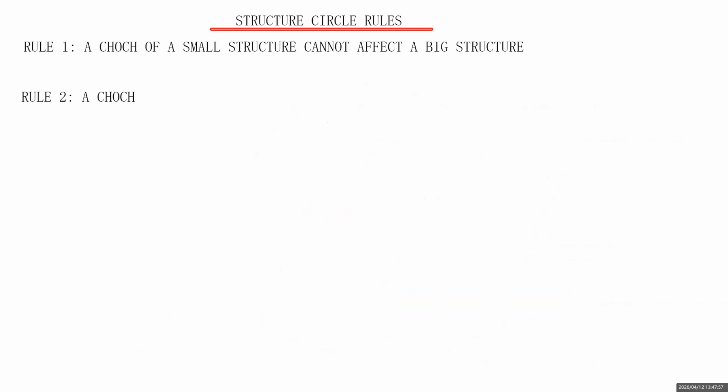a change of character of a big structure affects all the small structures behind it. So a change of character of a big structure affects all of the small structures behind it. So what does this mean?